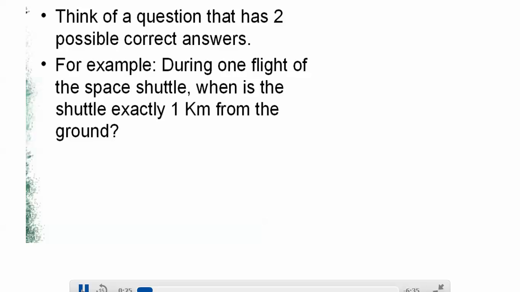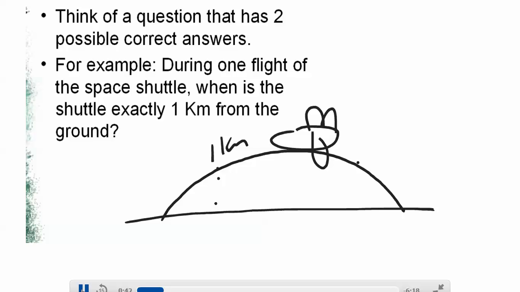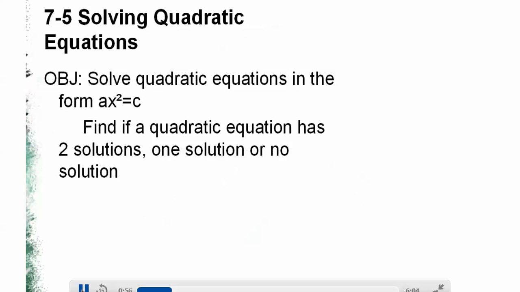Well, if you think about it, if a space shuttle were to fly, and this would be the shuttle, so I guess you could even say a plane, and here's the ground, and if this were 1 kilometer up, and wouldn't this be 1 kilometer up? So there's actually two locations where the space shuttle or a plane or of that nature happens to be at 1 kilometer above the Earth.